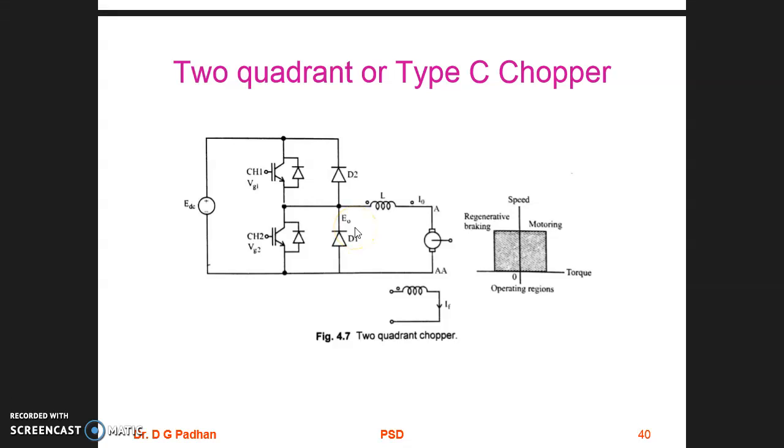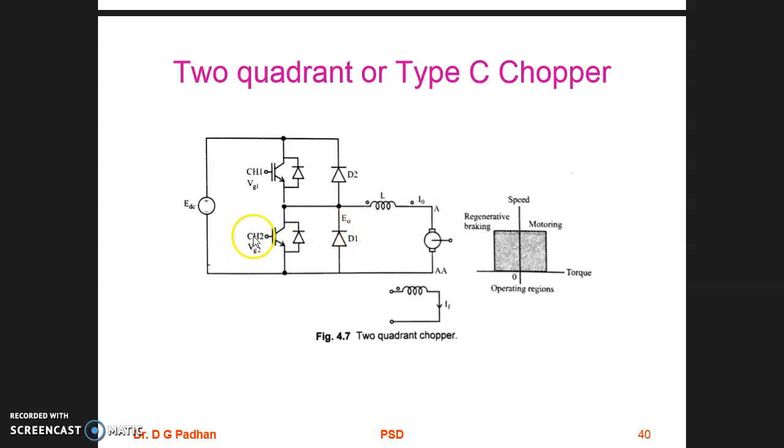So next we'll discuss the two quadrant chopper today. Under the two quadrant chopper, we'll discuss the type C chopper and the type D chopper. In this class we'll discuss the type C chopper connected to a separately excited DC motor.